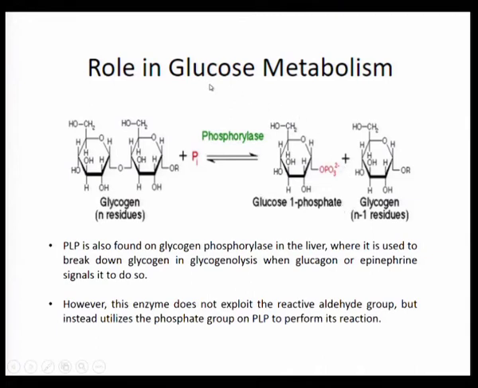Whenever the body is under stress and stress hormones like epinephrine or adrenaline are released, it initiates muscular movement, especially skeletal muscle movement, breaking down glycogen to release energy, because muscle glycogen is broken down for muscular activity. This is all initiated by the stress hormone epinephrine or adrenaline.